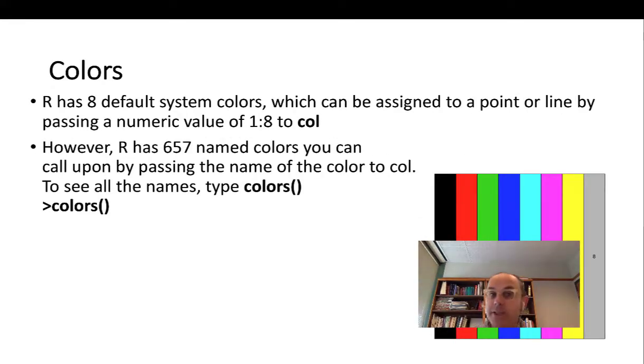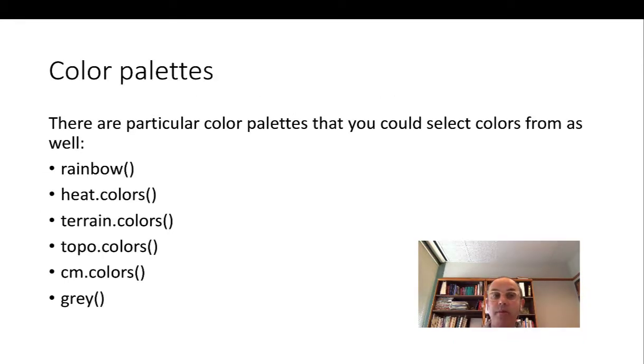In addition, there is the issue of colors. R has 8 default colors which can be assigned to a point or line by passing a numerical value, 1 to 8. However, R also has 657 named colors that you can call upon by passing the name of the color. If you type colors(), you will see all the 657 colors that R provides.